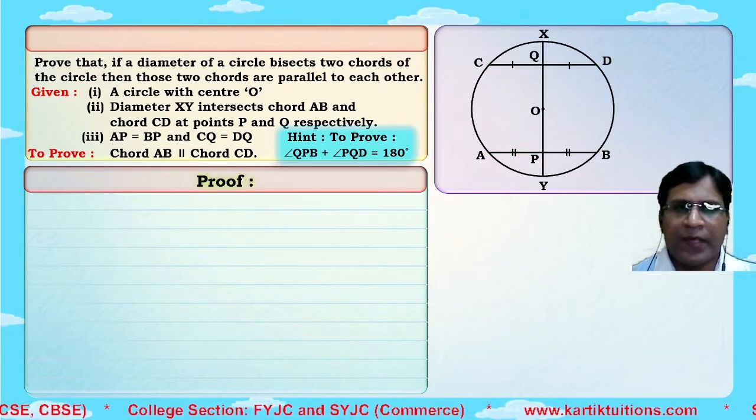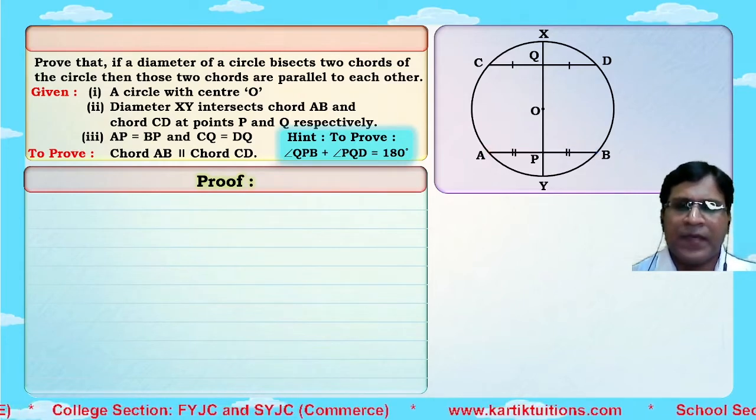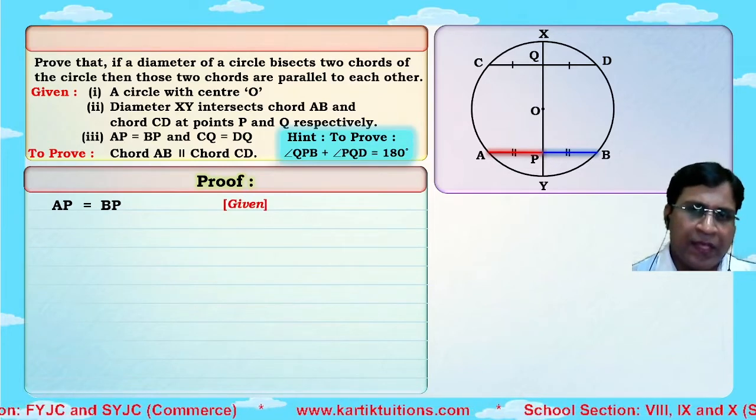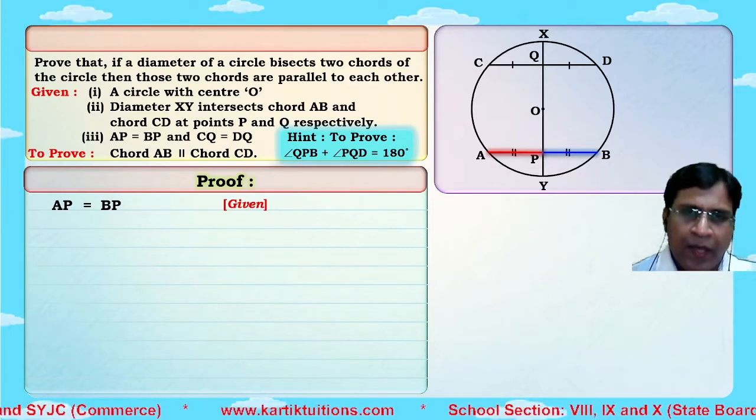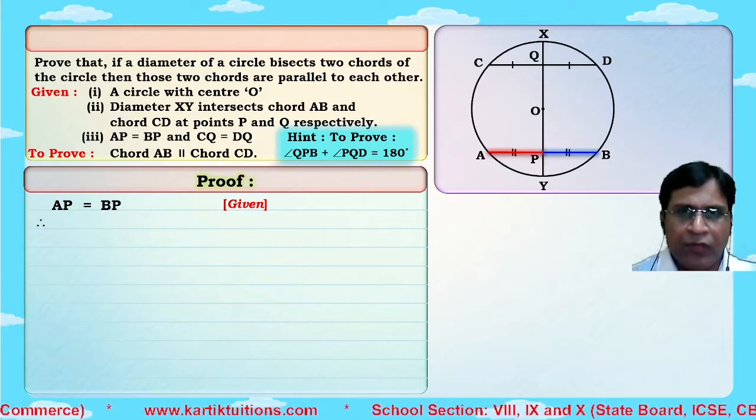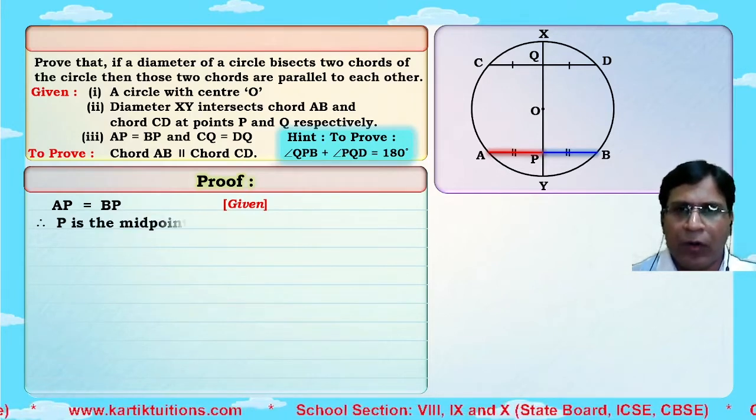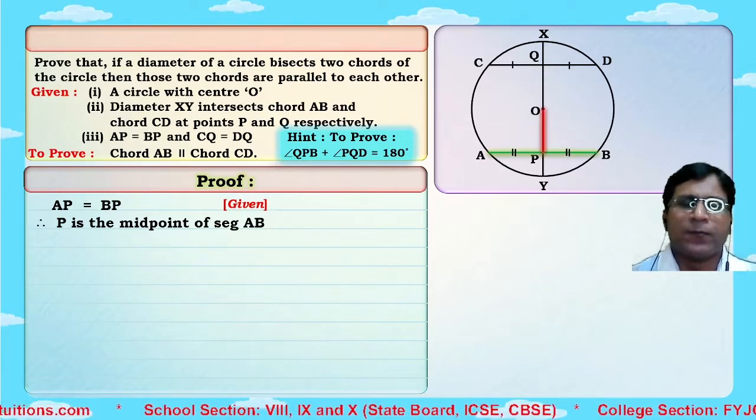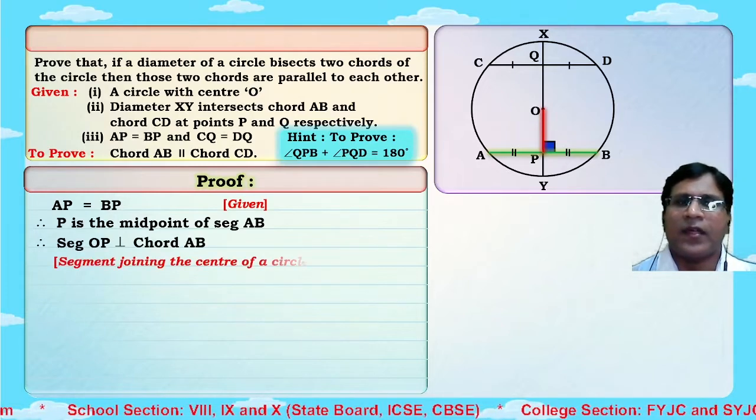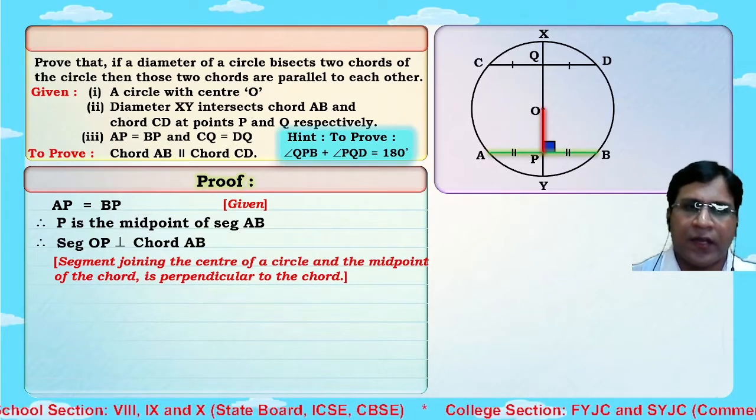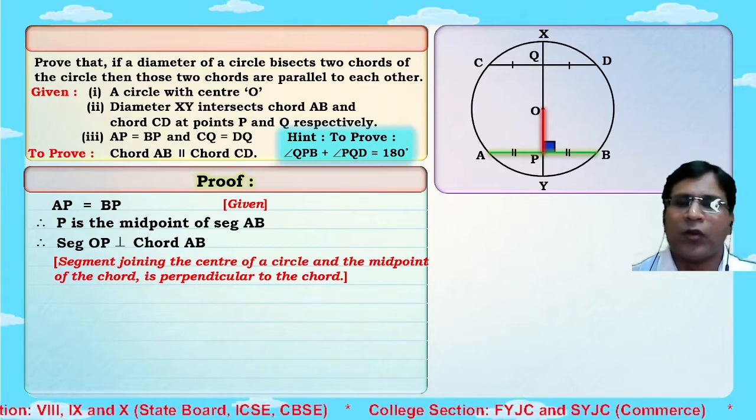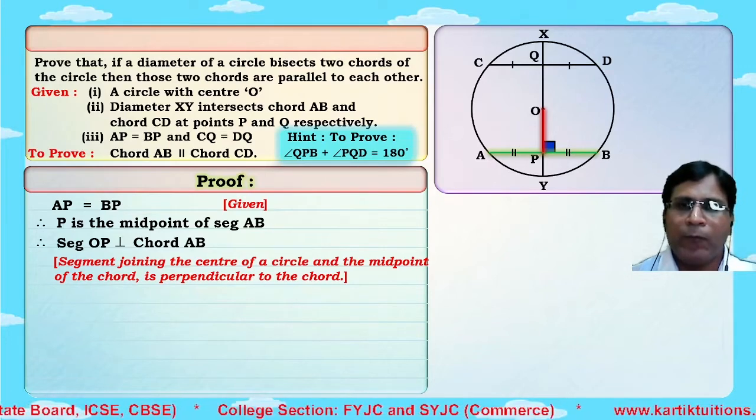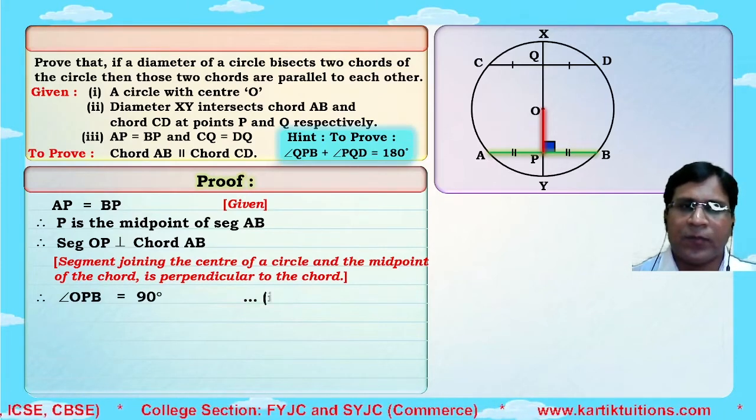Now let's talk about chord AB. In chord AB, we know P is the midpoint. So in other words, I can say AP is equal to BP. That is given to us. Now see, if AP is equal to PB and point O is the center, and if we join the center with that midpoint of the chord, then what do we get? We get that OP is perpendicular to chord AB, and the reason is: the segment joining the center of a circle and the midpoint of the chord is perpendicular to the chord. Now, if this is perpendicular, I can say angle OPB is equal to 90 degrees. Let this be equation 1.